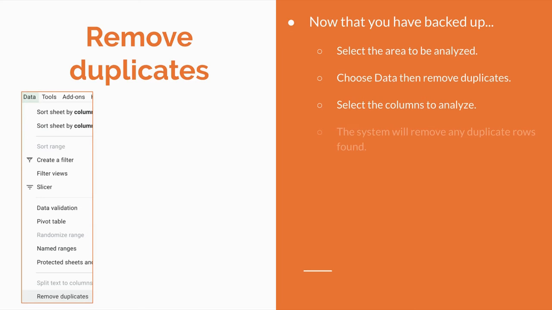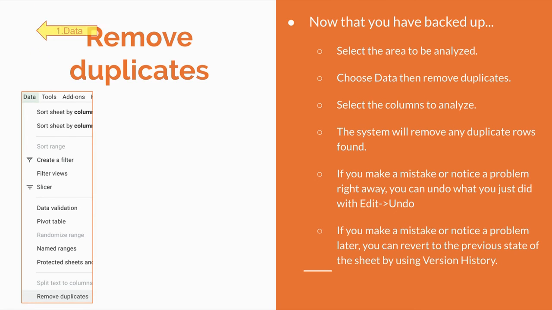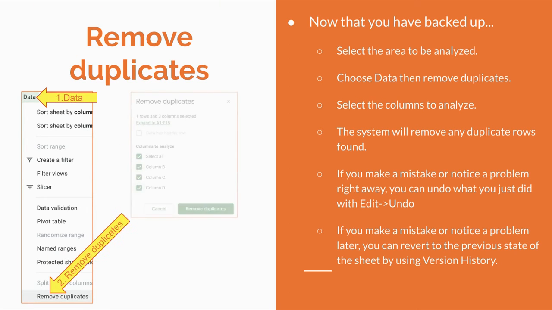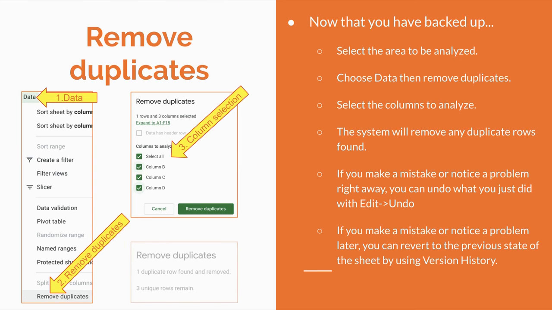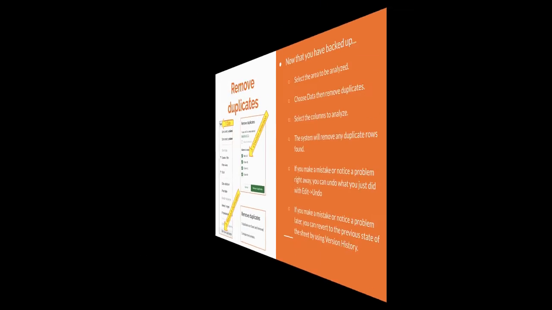So once you've backed up and saved a version of your spreadsheet, you can remove duplicates. Select the area you want to be analyzed, choose Data, and then Remove Duplicates, and then select the columns that you want analyzed. The system is going to remove any duplicate rows that it finds. If you make a mistake, you can always undo.